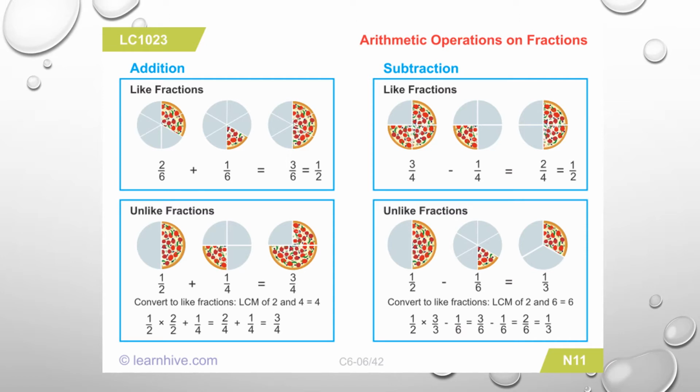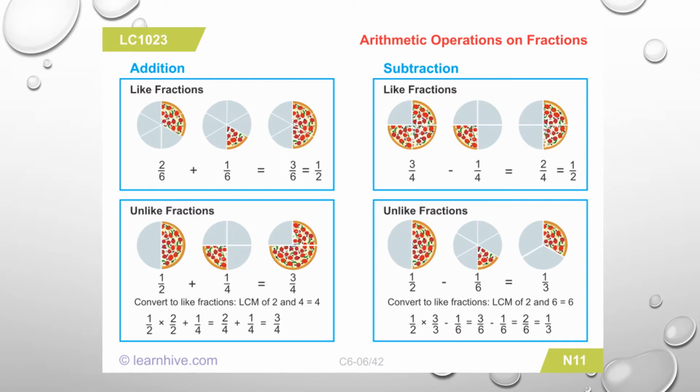Same way in subtraction, when we are subtracting like fractions, the denominator is same. So 3 upon 4 minus 1 upon 4 is equal to 3 minus 1 is equal to 2. So the answer is 2 upon 4. When you reduce it, you will get 1 upon 2.